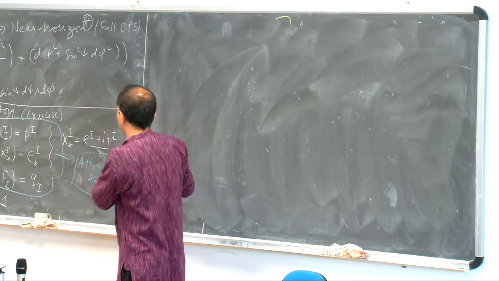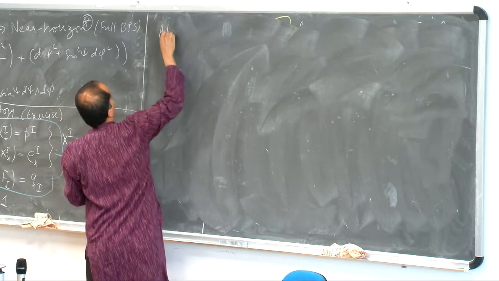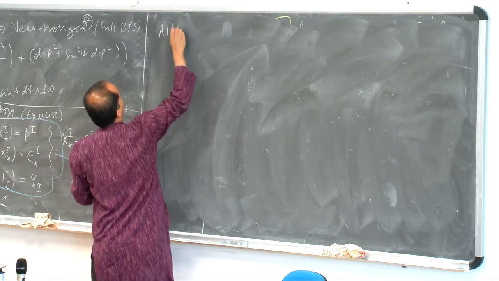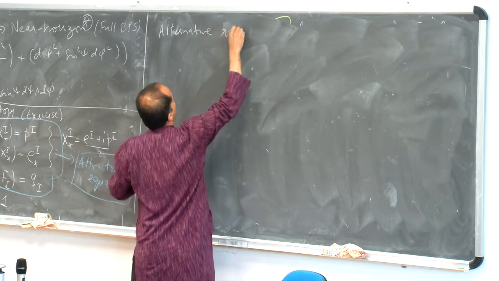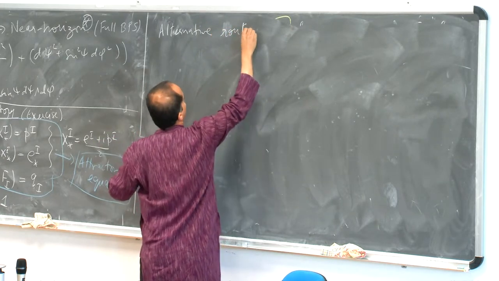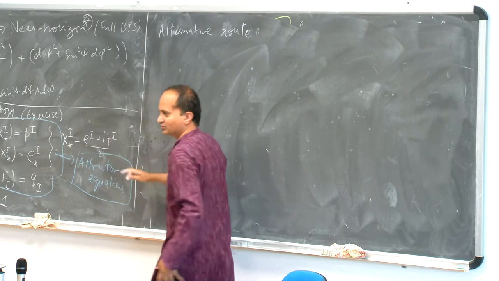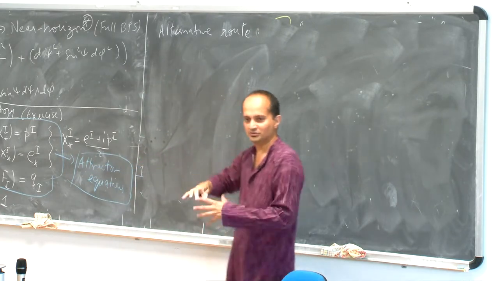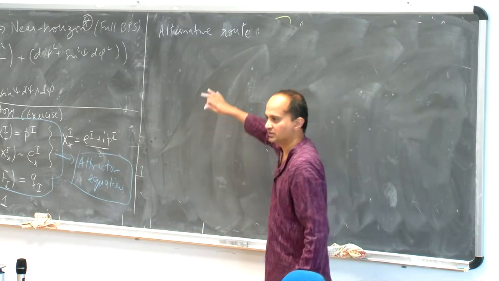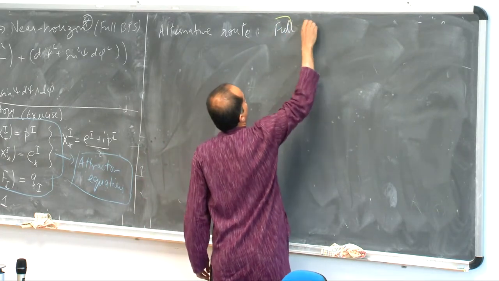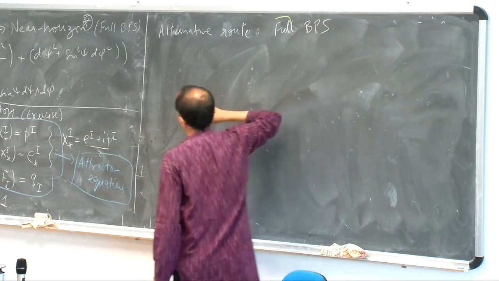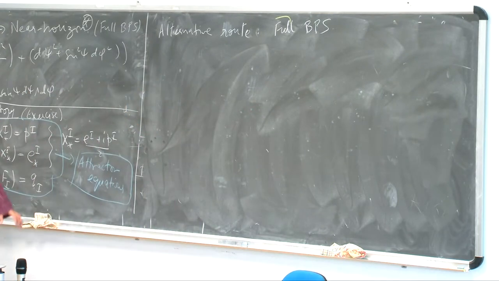And historically, there's an alternative route which was followed to get this equation. So here, we really haven't used supersymmetry. We just use extremality. And we just use that there's an AdS. Now, historically, what was done was you just use full BPS solutions, and that turns out to completely constrain the problem. So you get first-order equations, and then you get this as a consequence.